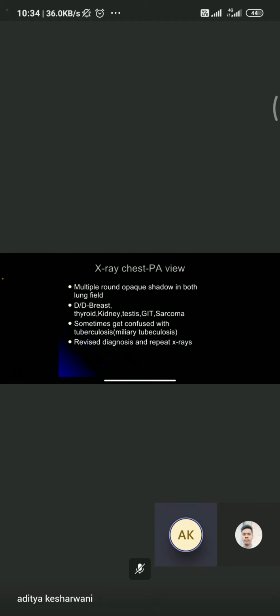Same thing, multiple round opaque or cotton ball like shadows are there in both the lung fields. Sometimes it might be found in tuberculosis also, but if you are seeing this in a surgical setup or in a surgery patient, that might suggest a metastasis only. And for confirmation, obviously we can go for repeat X-rays or we can go for a CT scan also.